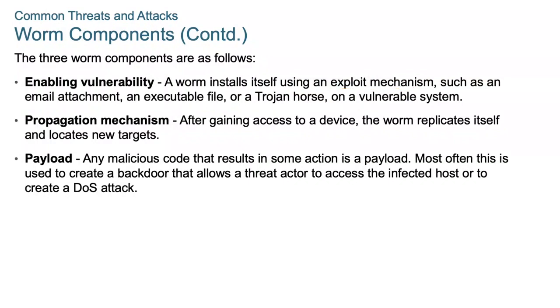After that, the propagation mechanism starts. After gaining access, whether through FTP, telnet, or SSH, it gives the remote access. By gaining this access to these servers, the worm replicates itself and locates a new target. From that server, it tries to target another one.